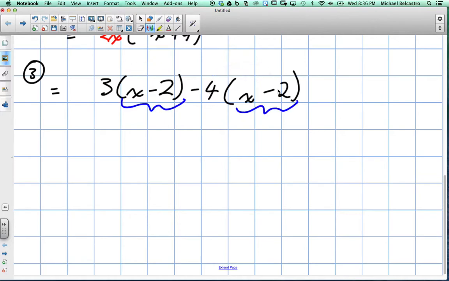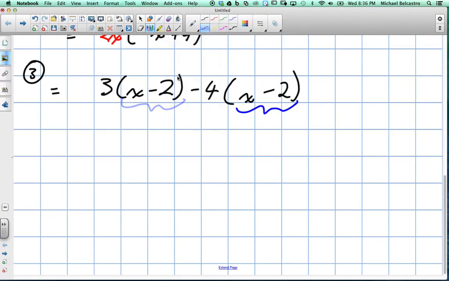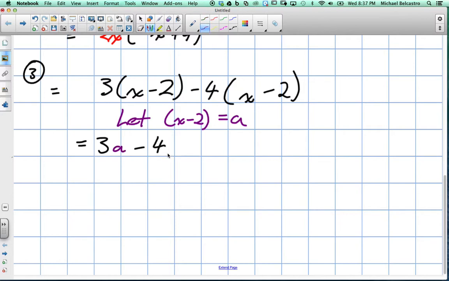Okay, so that's helpful to us, but maybe I'm unsure how it's helpful. So what I'm going to do is replace them with a let statement. You've done let statements before? Yeah. I'm going to say let x minus 2 equal the letter a. Okay, so I'm going to replace both of them with the letter a. So now it becomes 3a minus 4a.